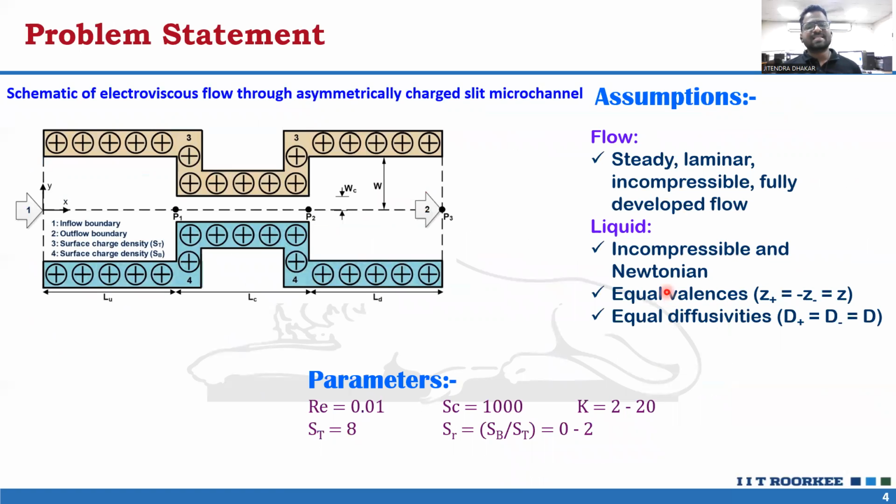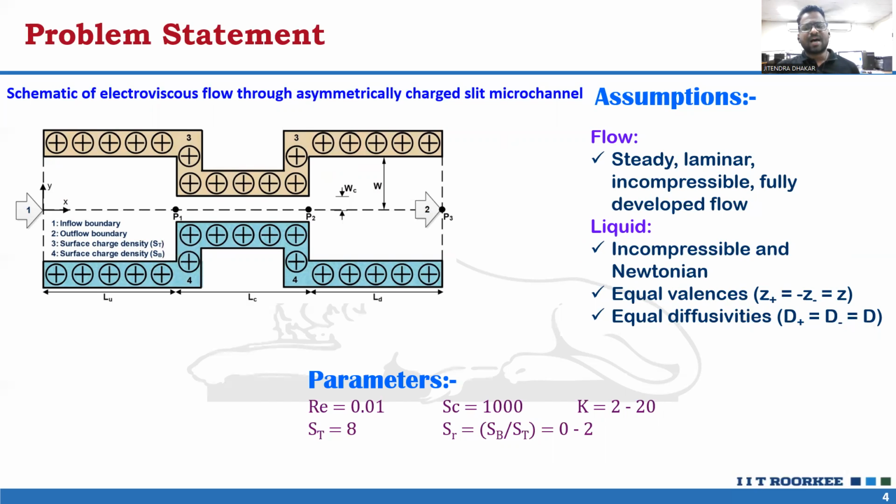Okay. So here we can see the schematic representation of the electroviscous flow through a 4:1 contraction-expansion slit microchannel. The microchannel consists of three sections: upstream, contraction, and downstream, where LU, LC, and LD are the lengths of the upstream, contraction, and downstream sections respectively. W is the half width of the upstream and downstream sections, and WC is the half width of the contraction section. The walls of the microfluidic device are assumed to have a uniform surface charge, where ST and SB are the top and bottom wall surface charge densities respectively.